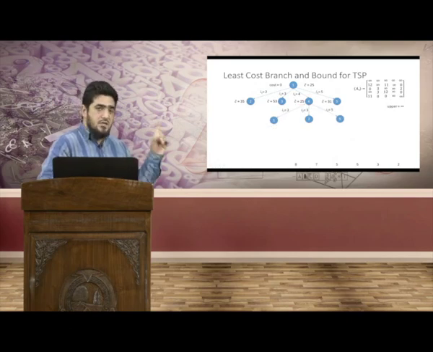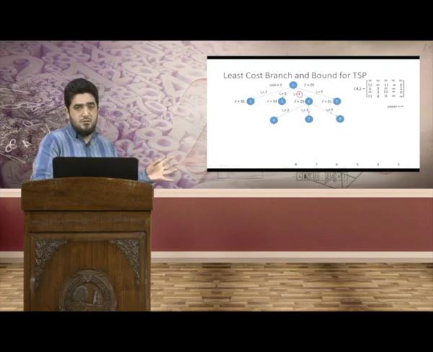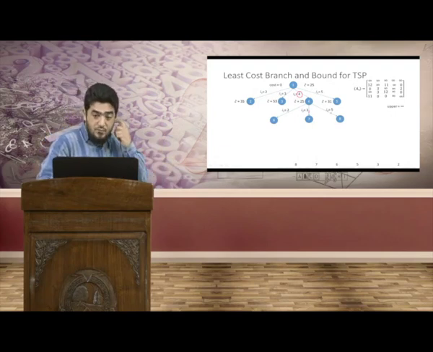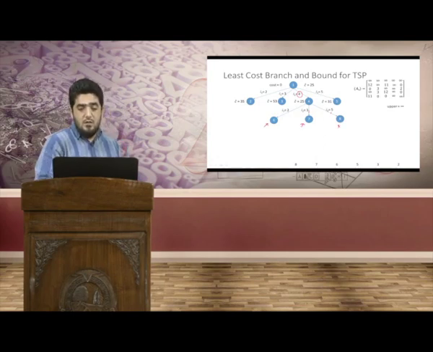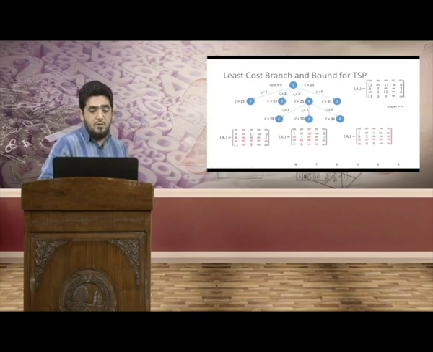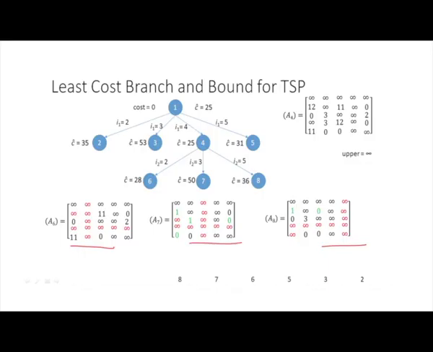We have visited vertex 1, then we visited vertex number 4, and from 4 we can go to 2, 3, and 5. So these are the 3 children that we can generate for node number 4. Again we have to compute C cap values for all these nodes. This is how we did that. These are the reduced cost matrices for each of these nodes.